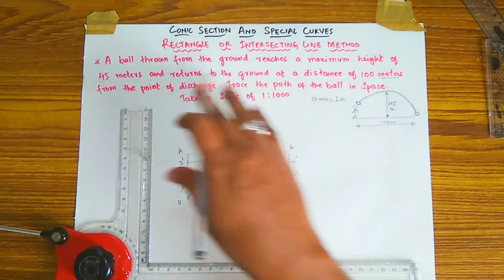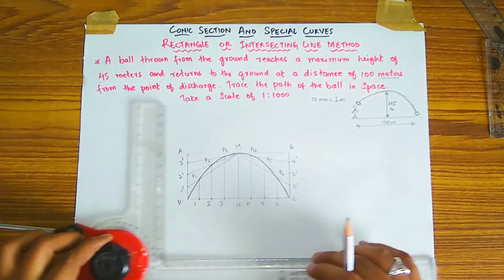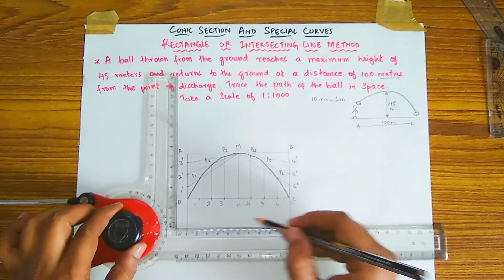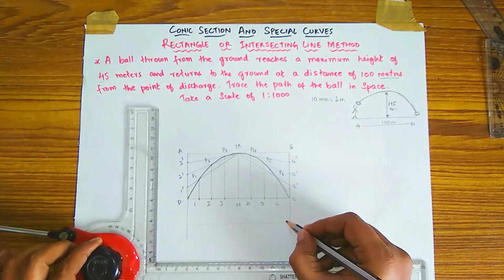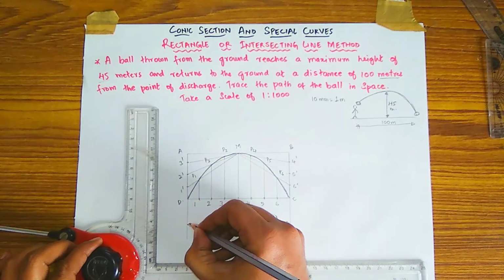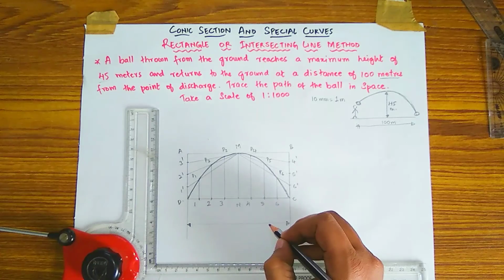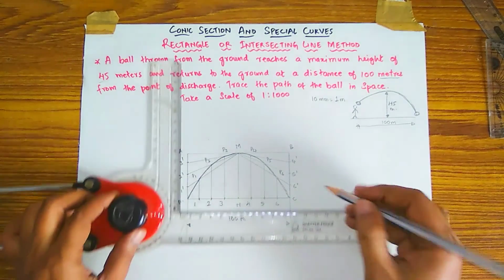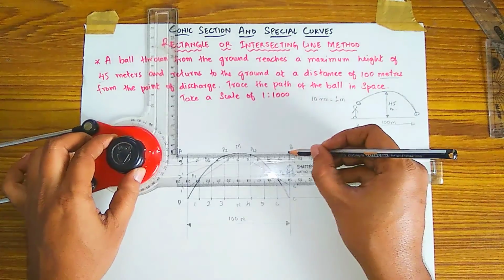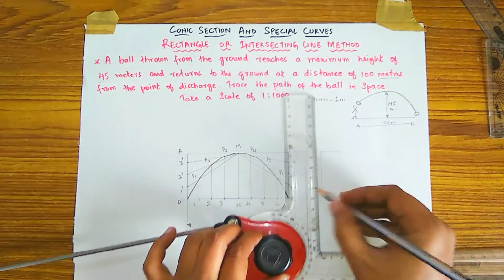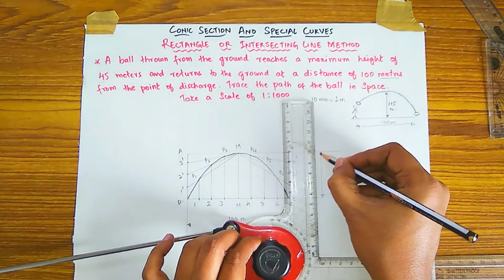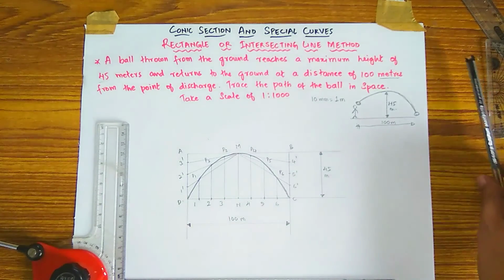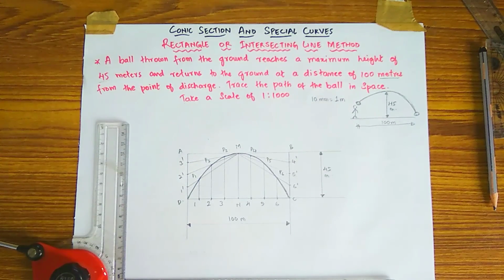Then, the dimensions given in the question, you have to show those also. Extend the line from here and draw the dimensioning line with arrow marks, and show it as 100 meters. This height is 45, with extension lines and a dimensioning line, and this is 45 meters. This is the complete solution of the parabola by the rectangle or intersecting line method.